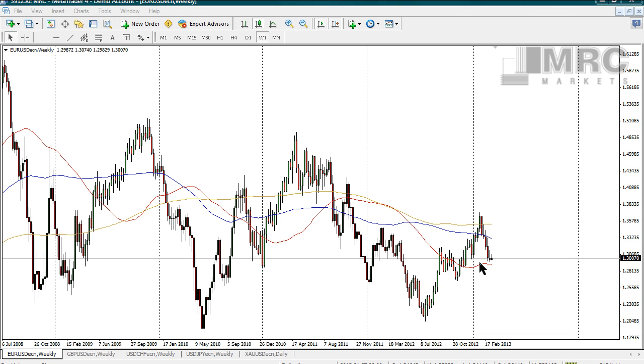For anyone who follows, we have 3 moving averages on each of these charts. The red one here is a 55 simple moving average, the blue is a 100 simple, and the gold is a 200 simple moving average. Basically just going to go through some technical analysis, just go through what setups I'm looking at on my charts, and hopefully it will be of some use to you. Okay then, let's have a look at the euro dollar.